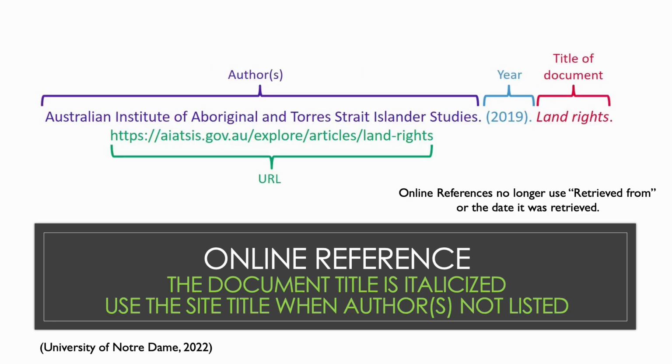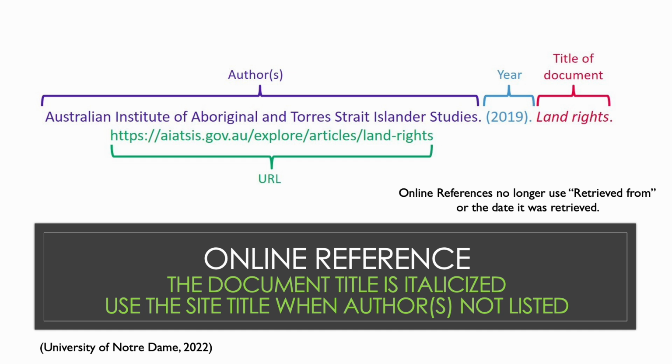An online reference begins with the author's last name and first initial. If there is not an author listed, use the title of the site. The authors or title of the site is followed by a period and the year of publication in parentheses, followed by another period. Then write the title of the document. Make note that for an online source, the title of the document is italicized. Finish with another period and then the URL.